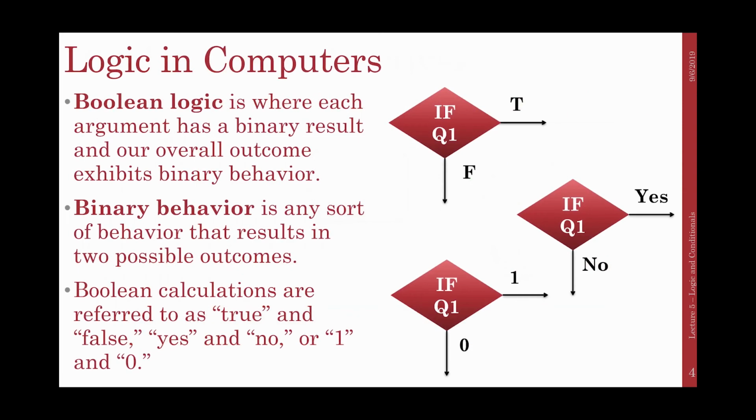So how does logic in computers work? Well, computers use Boolean logic where each argument is a binary result and our overall outcome exhibits binary behavior. Binary behavior is any sort of behavior that results in two possible outcomes. So Boolean calculations are referred to as true and false, yes and no, or 1 and 0. So all of the logic that we're going to go over is either true or false, yes or no, did something occur or did it not.